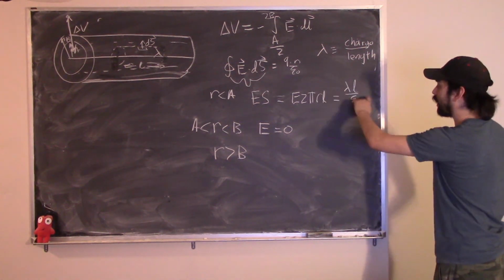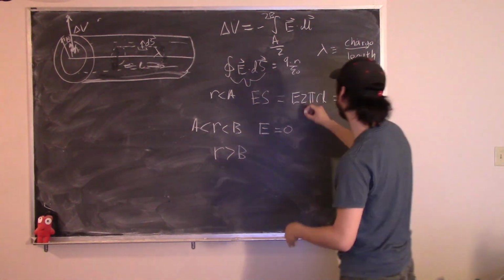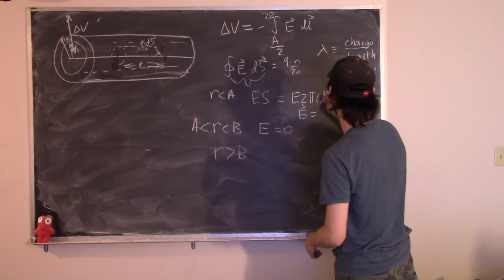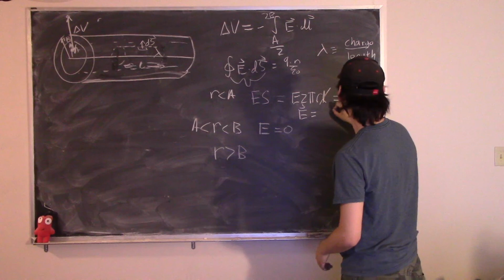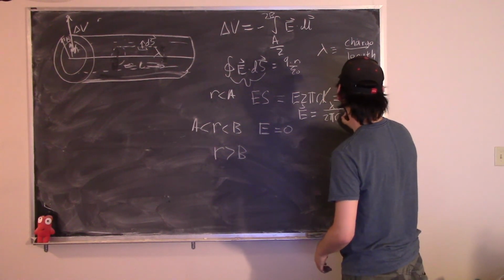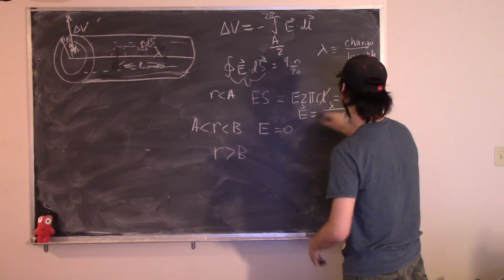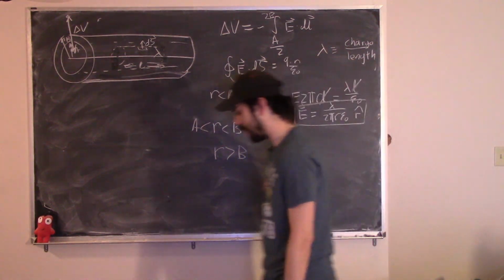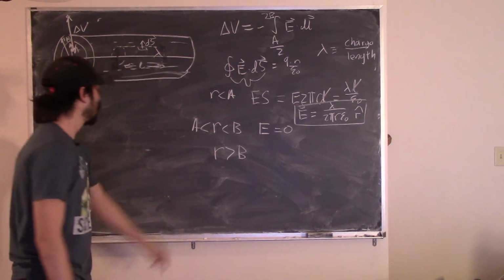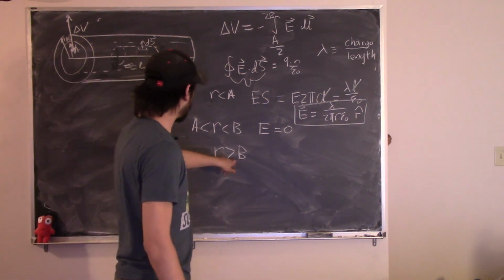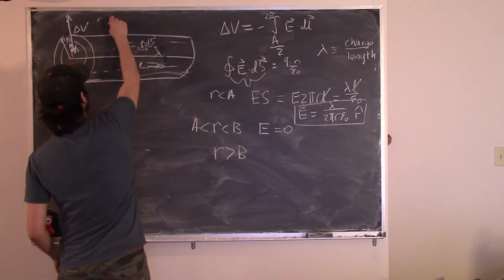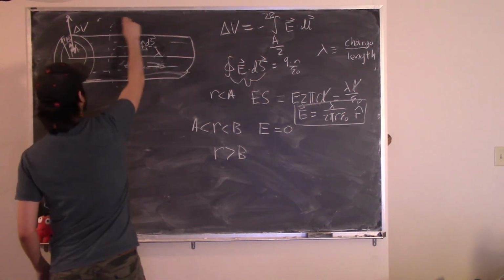We can rearrange this to solve for what E is. And so the E vector is going to be equal to, my L's are going to cancel, lambda divided by 2 pi r times epsilon naught in the radial direction. Okay? So that's my electric field for the region r is less than A. Now what we're going to need is the electric field in the region where r is greater than B. And so in order to do that, we draw some Gaussian surface like this.